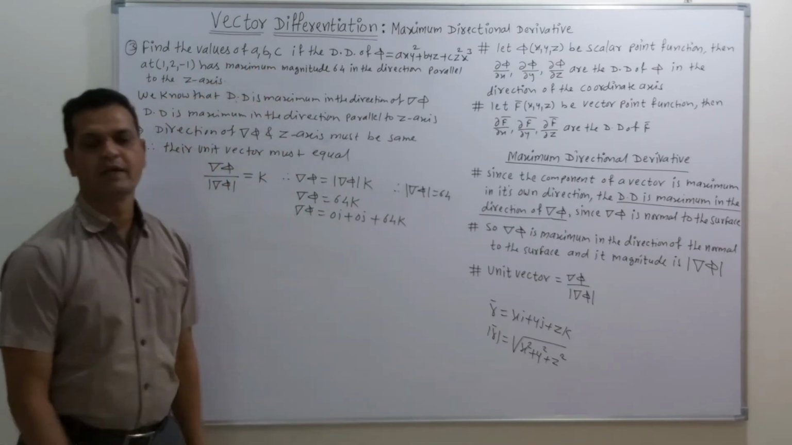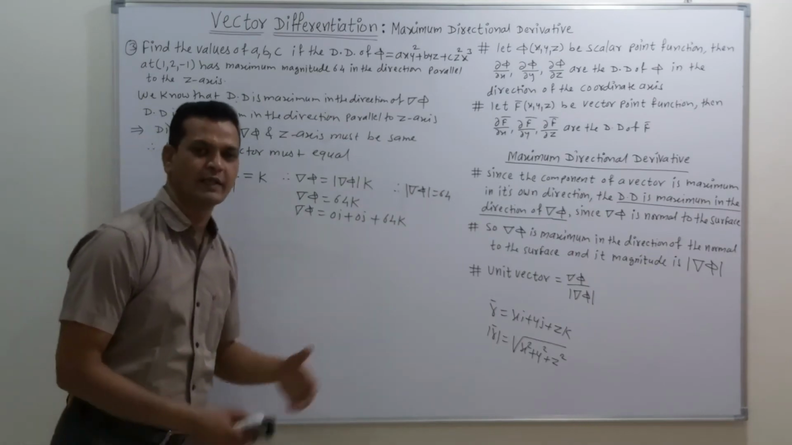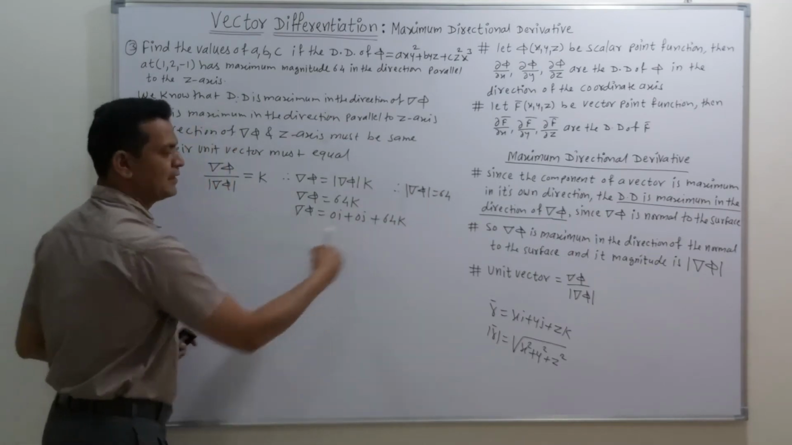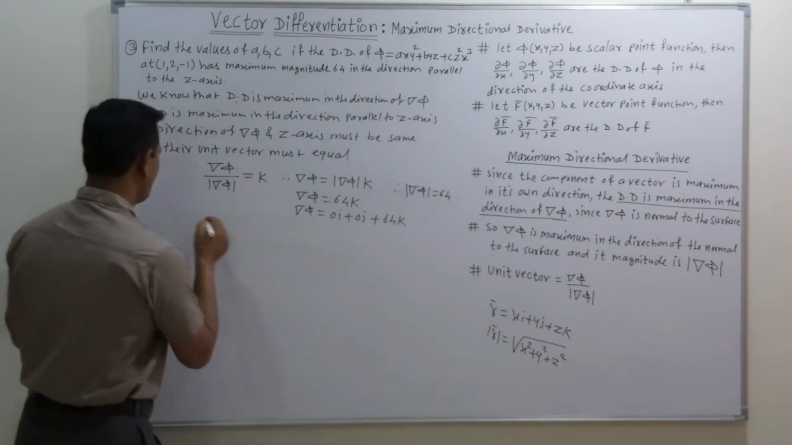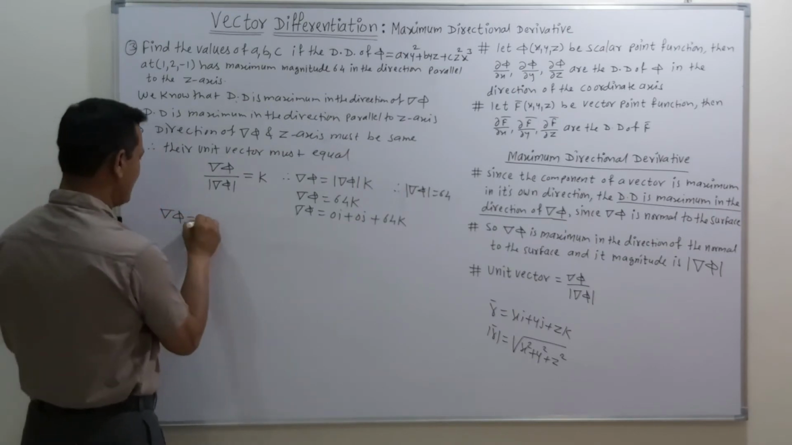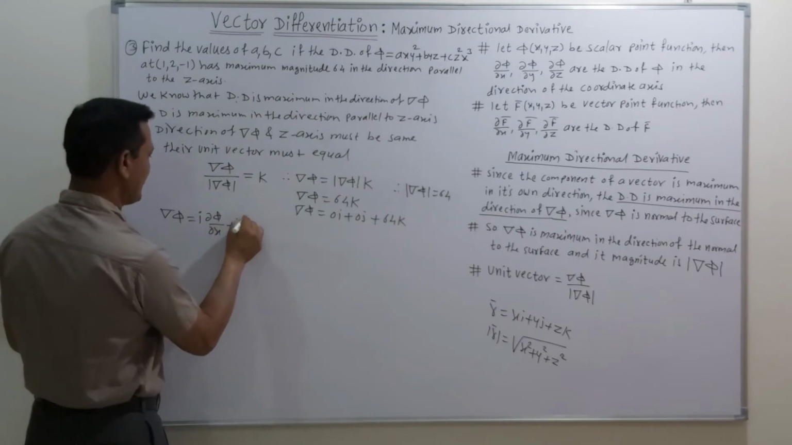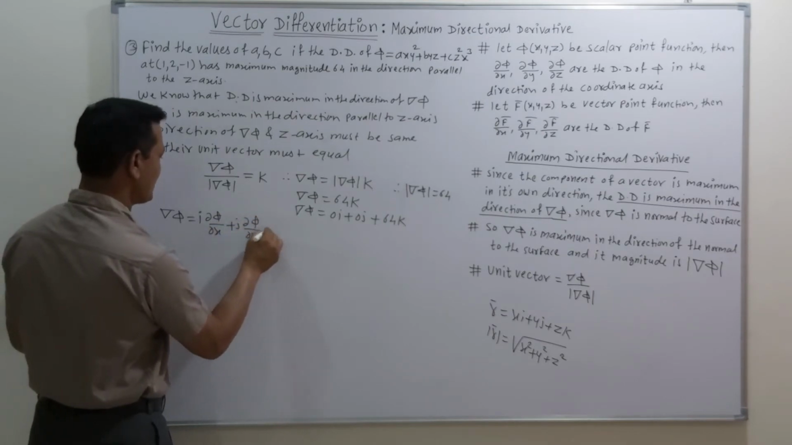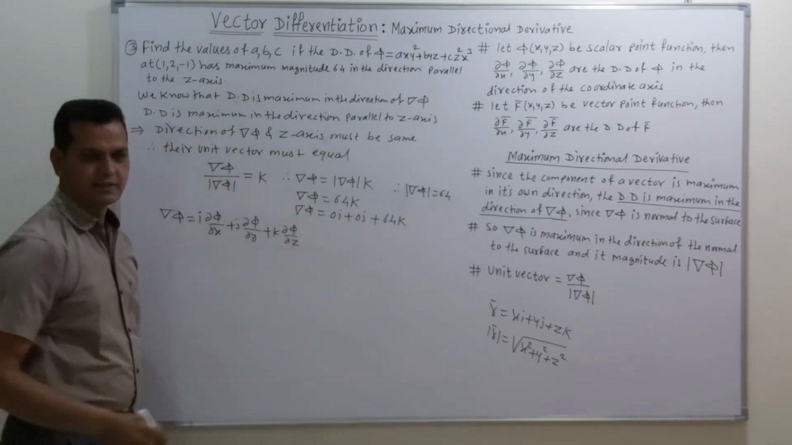Now friends, here our aim is to find out the values of constants A, B, C. This is the given condition. So for this, first find out del phi, that means find out the gradient of phi, and after comparing the left and right sides, we get the values of constants A, B and C. So the value of del phi is i times the partial derivative of phi with respect to x plus j times the partial derivative of phi with respect to y plus k times the partial derivative of phi with respect to z.